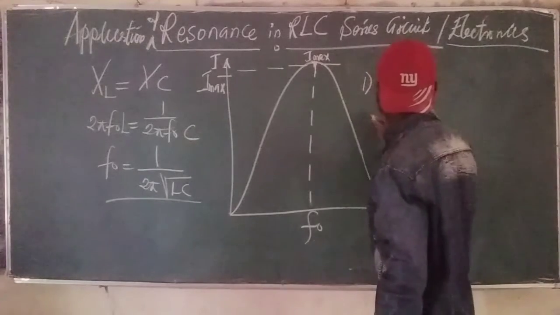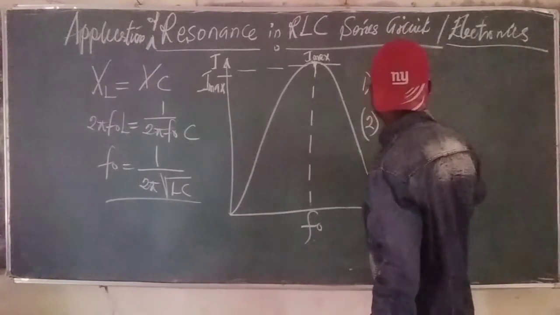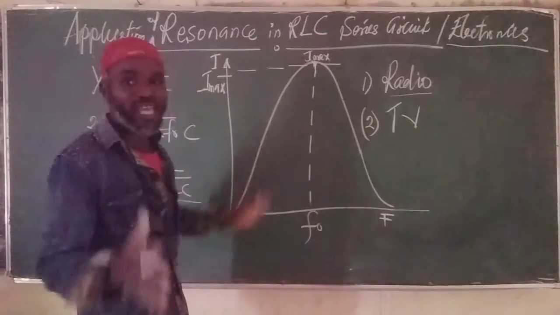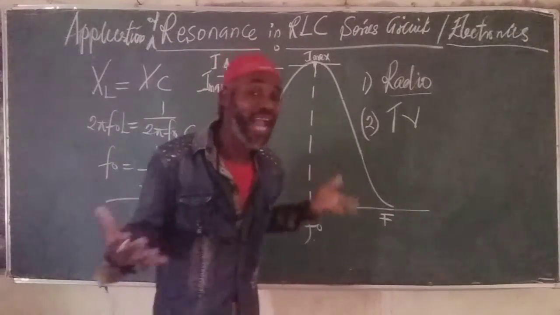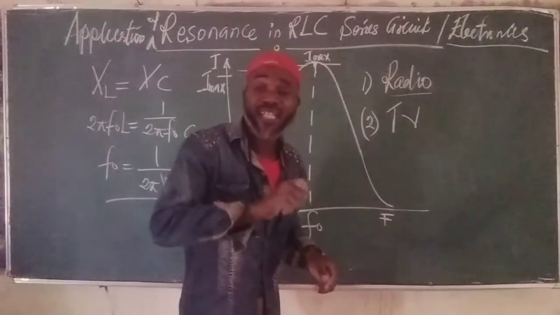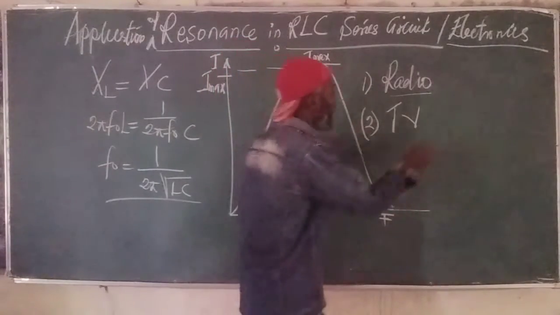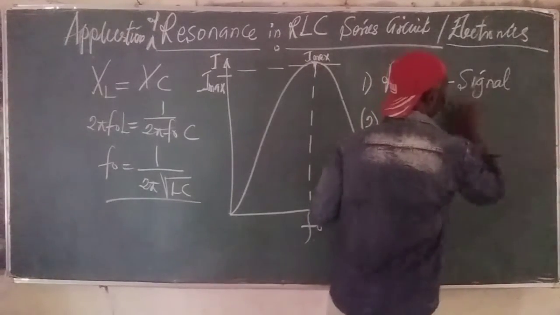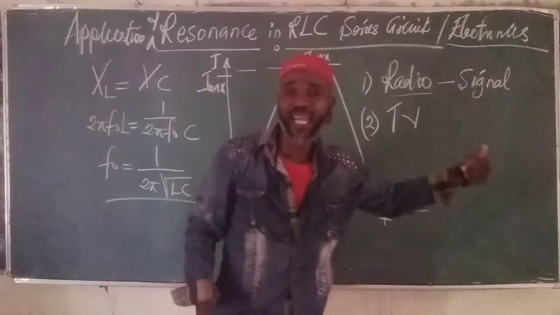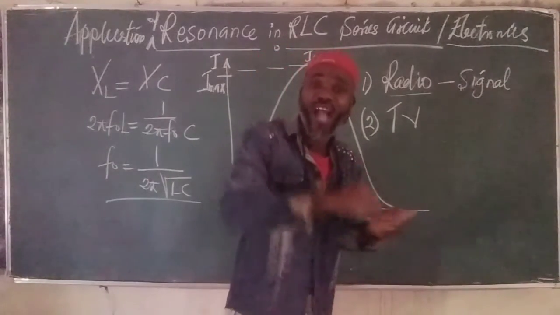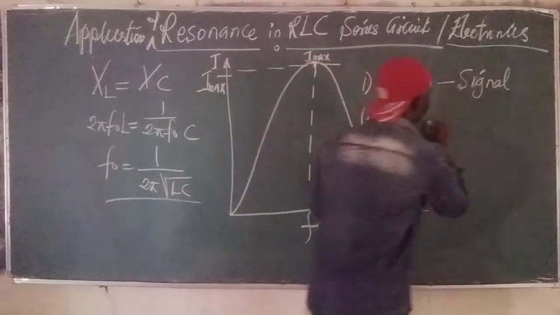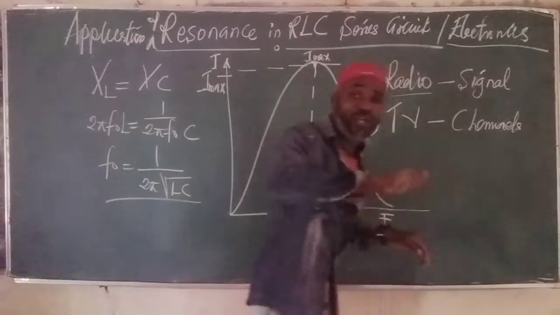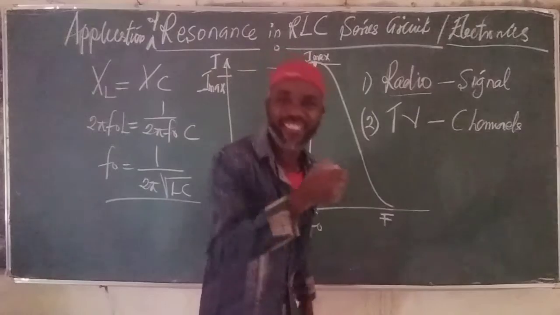Number two is television, TV. In various television systems, whether small or big, you have resonance there. The same thing happens. You continue to search for channels. On the radio, you search for signals to have an intersection between the incoming radio signals and the radio you have in your hand. With television, we use a remote control and search for channels.